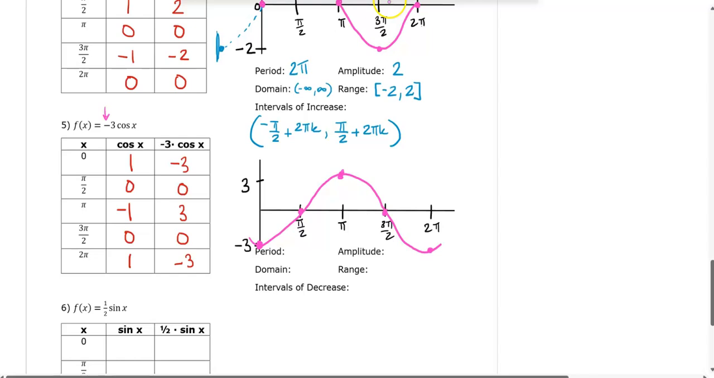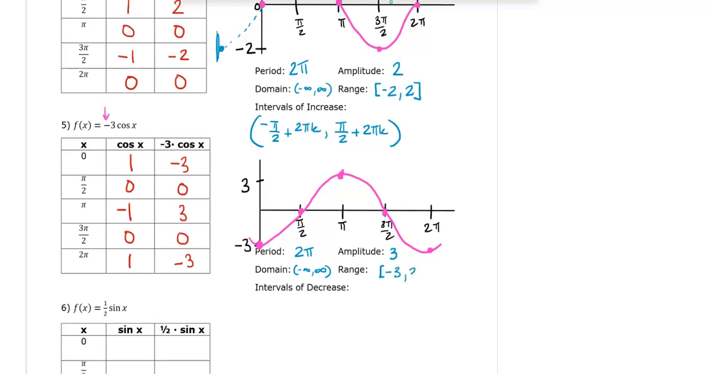All right, so my period here, again, there's been no change to my period, so it's just 2 pi. My amplitude is 3. Again, it is not -3. It is the absolute value of the number that is multiplied by the trig function, so it would be +3. My domain would be -infinity to infinity. My range would be from -3 to 3.